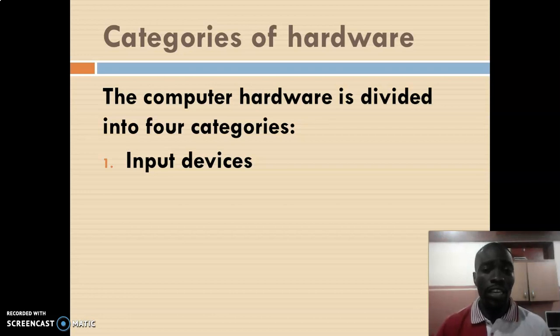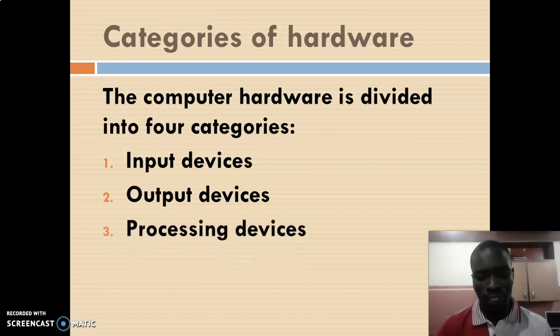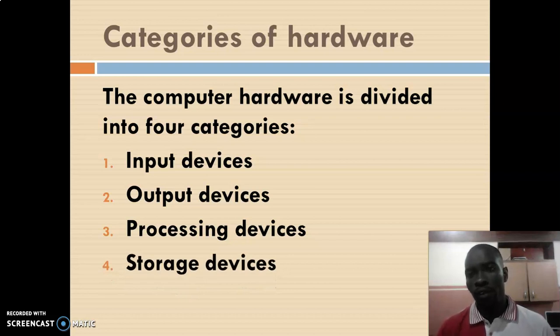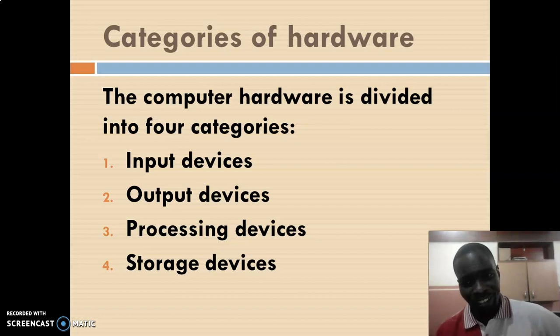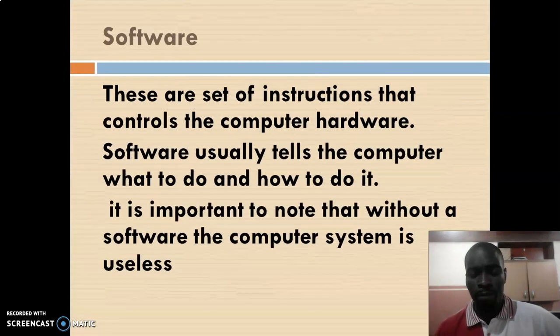Number one being the input device, number two the output device, number three the processing device, number four the storage device. Okay, so we have the input, output, processing, and storage device. So far so good. I want to believe you're following. Okay, all right, now let's forge ahead and quickly take a look at the software.